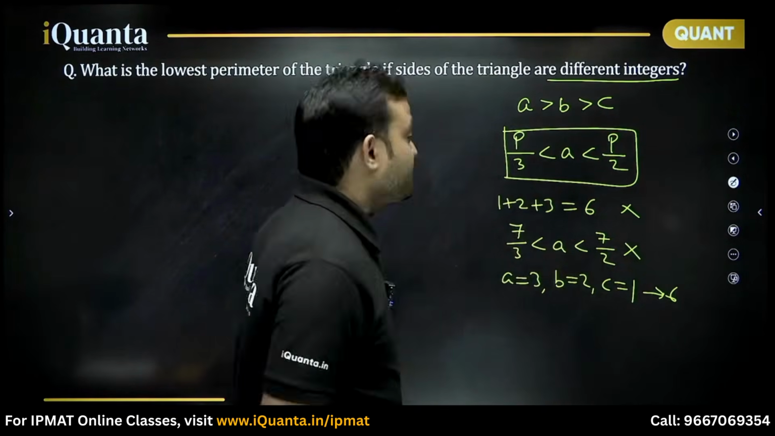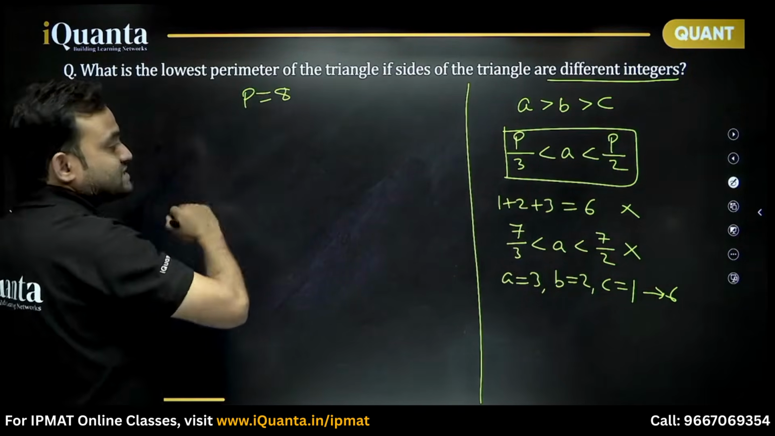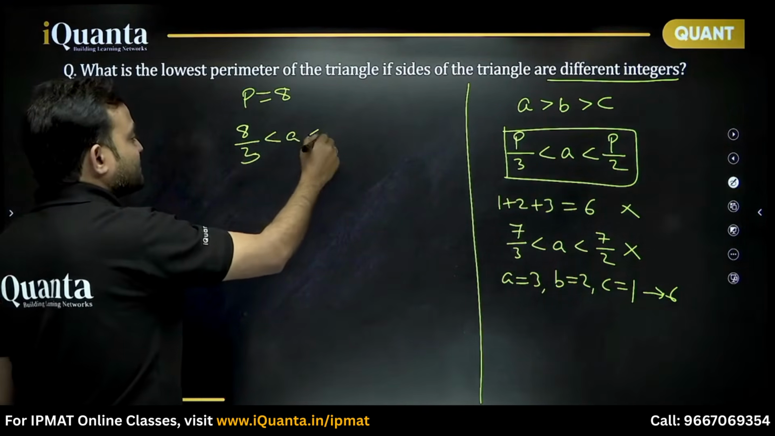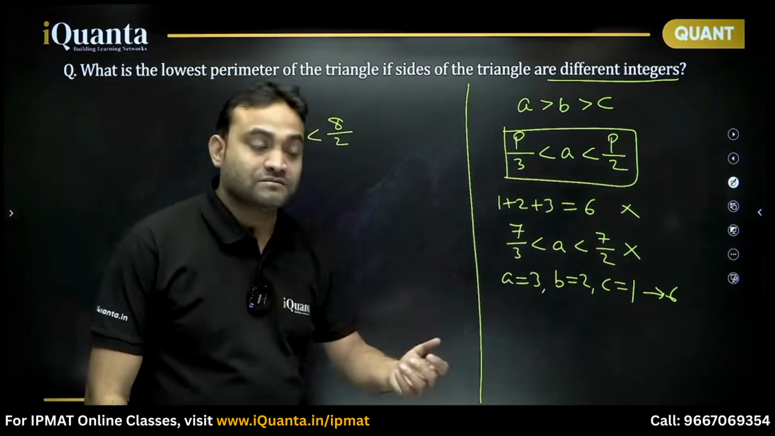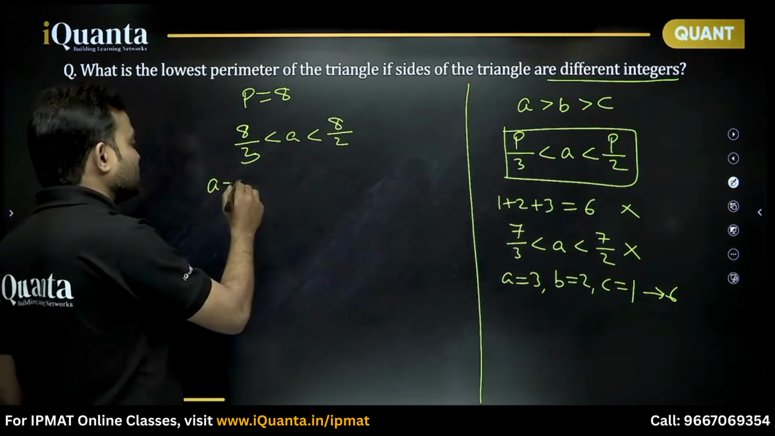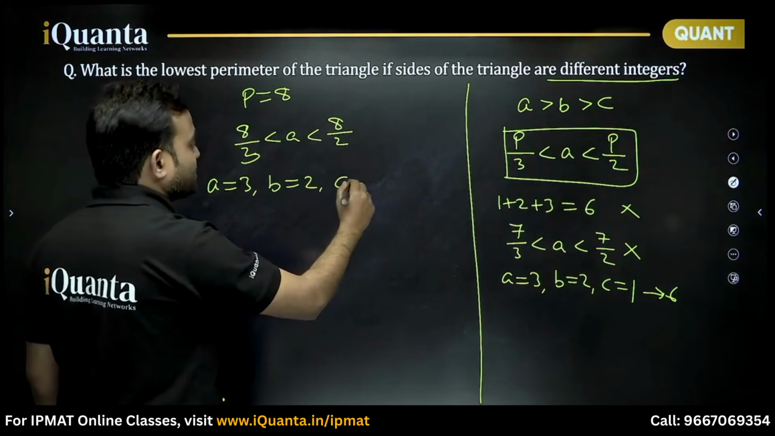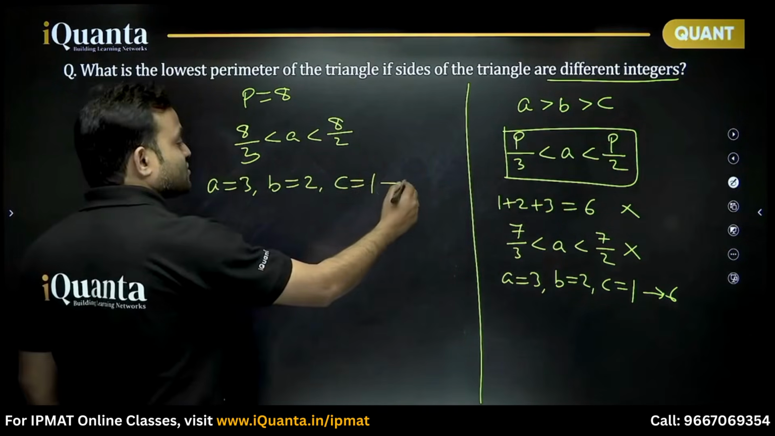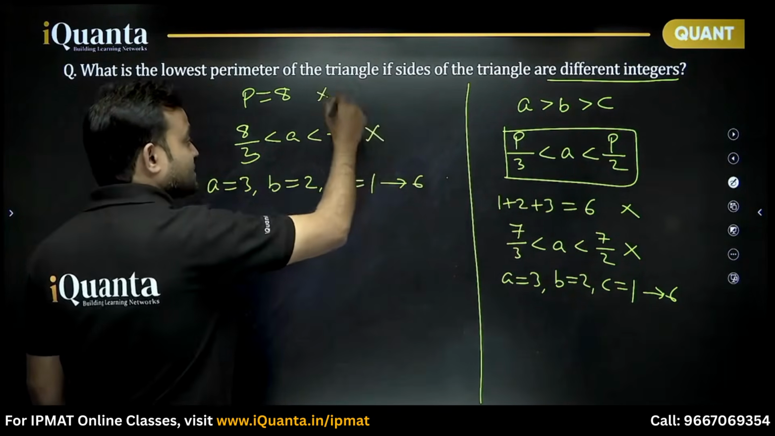Now if we are taking the perimeter equal to 8, then the greatest side must be greater than 8/3 and must be less than 8/2. Again 8/3 is 2 point something, 2.66 to be precise, and must be less than 4. Again we get a is equal to 3. If you take a is equal to 3, we don't have any other option but to take b is equal to 2, c is equal to 1. Again the perimeter is not 8 but 6, which is not possible. So 8 is also not possible.